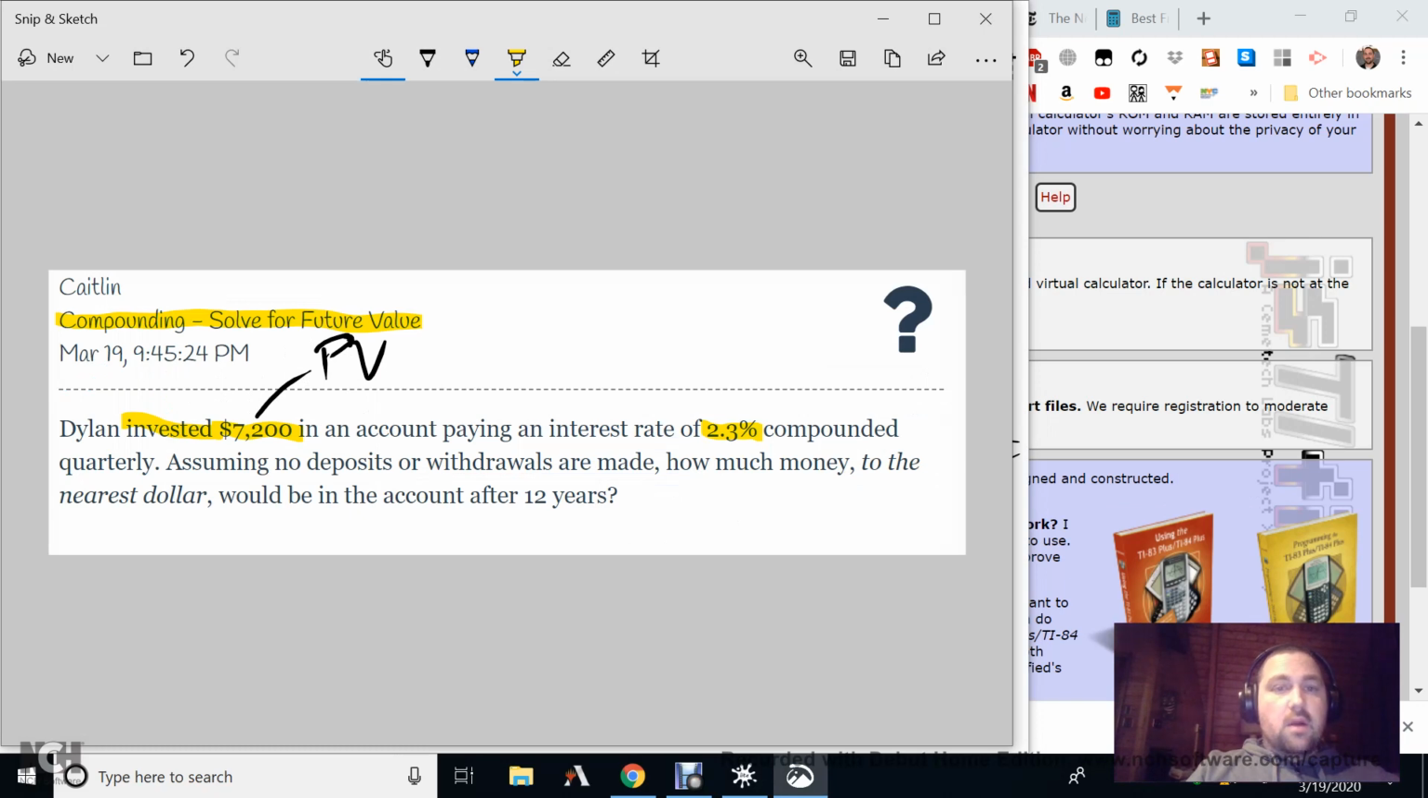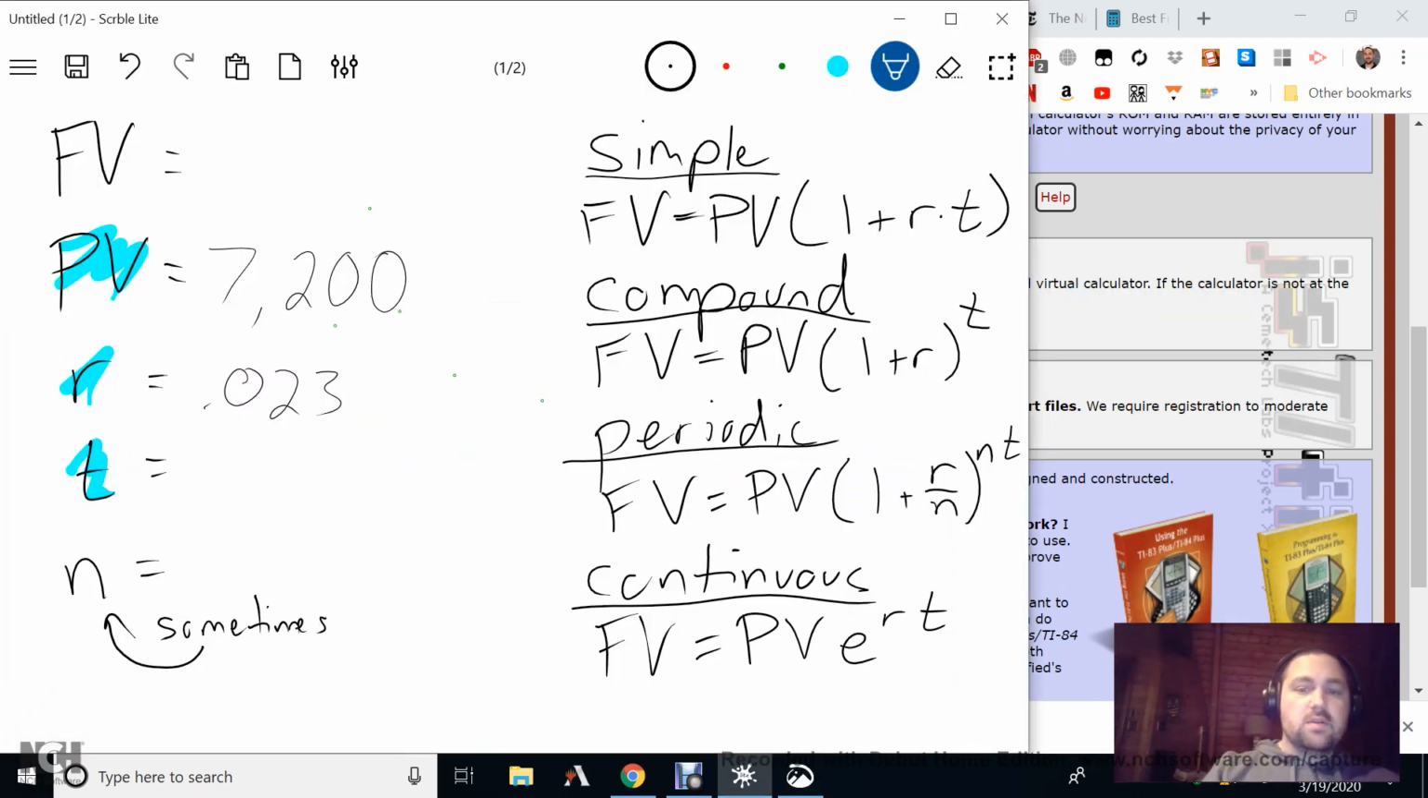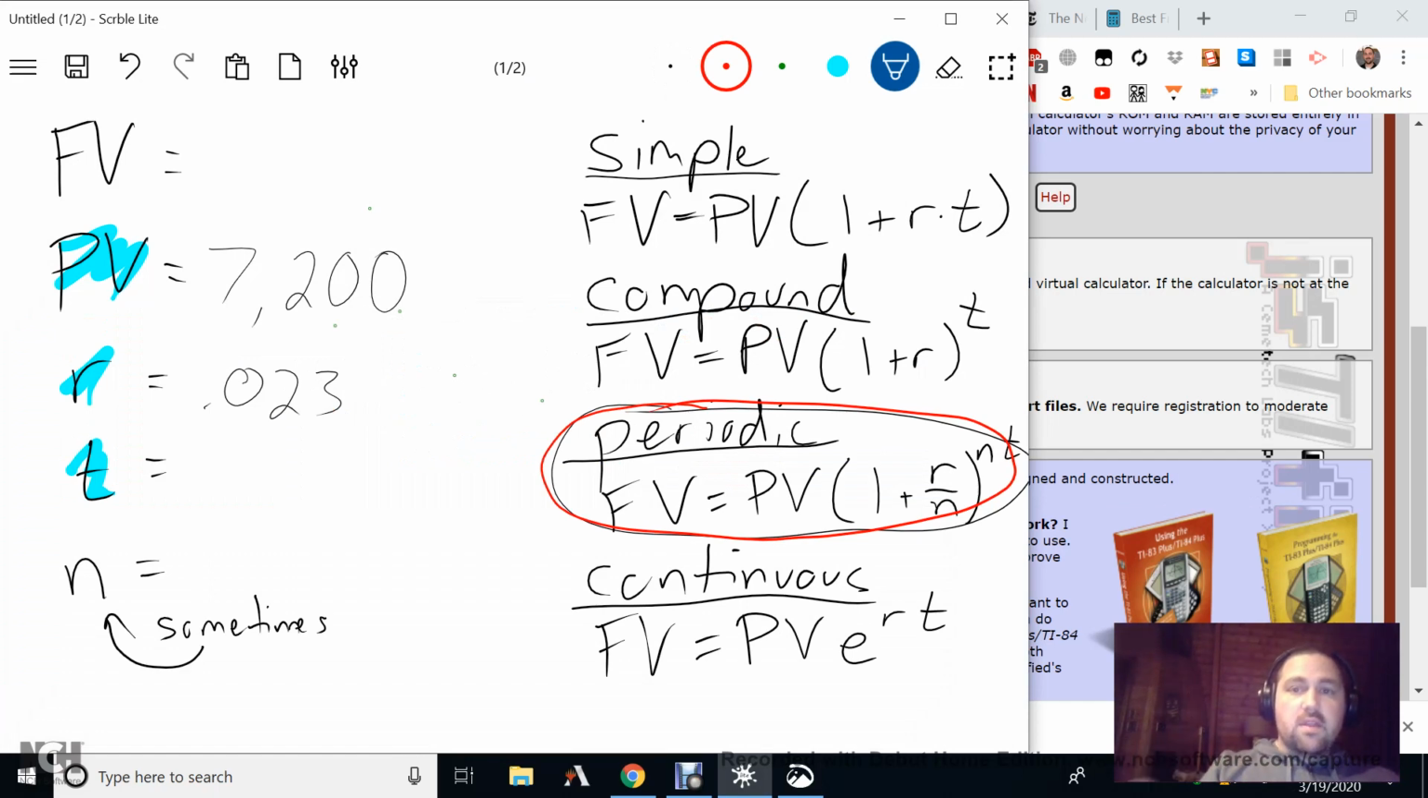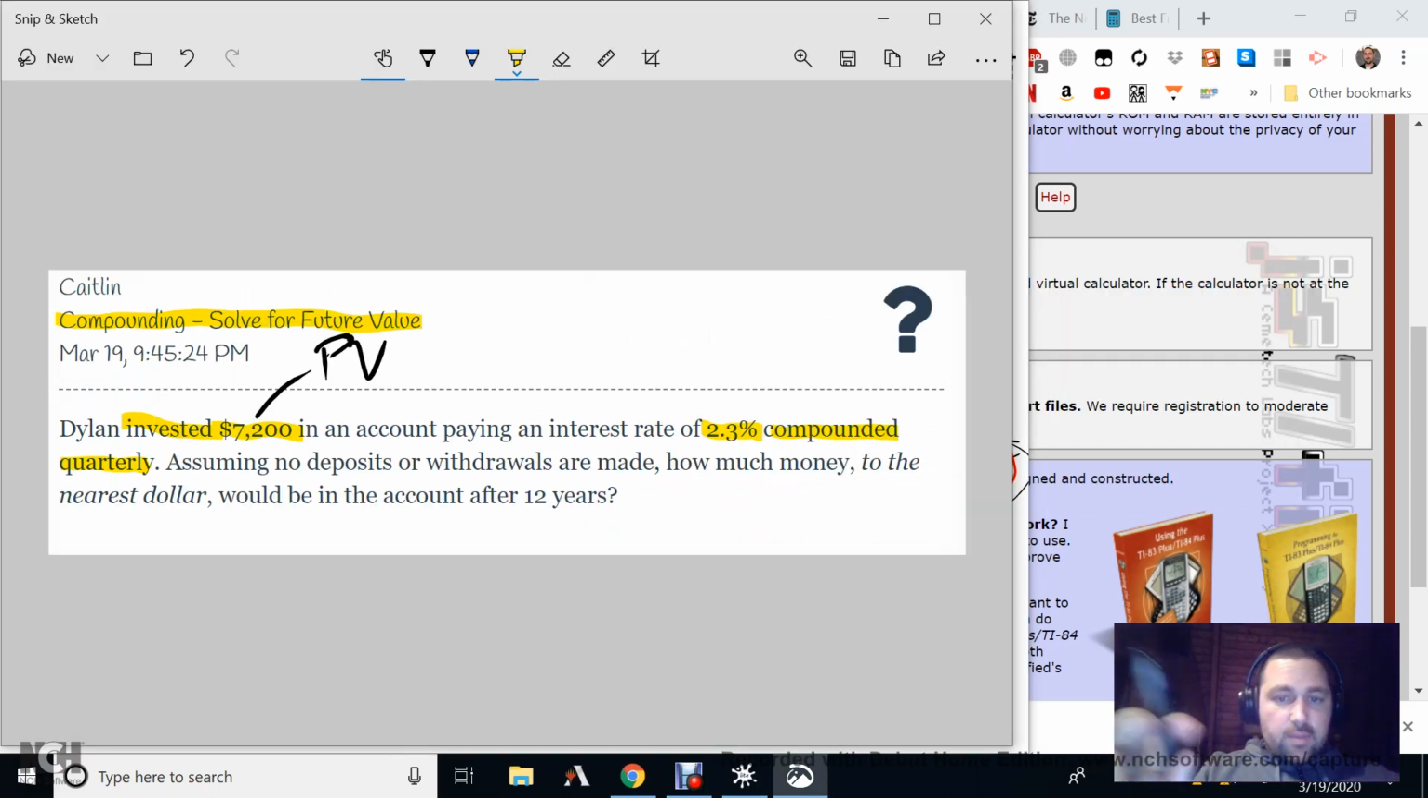2.3% compounded. Oh, compounded quarterly. So that lets us know that we are using the periodic compound interest formula. So we're going to be using this. And also note that this formula has that n value, so we're going to have to find that in the scenario as well. Notice sometimes we have an n value. But that's great. So now let's finish this up.